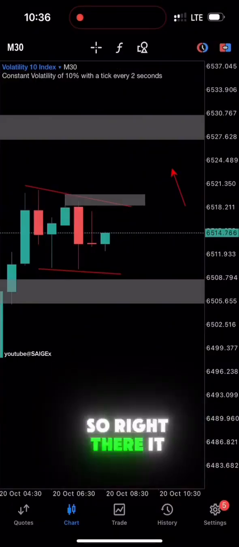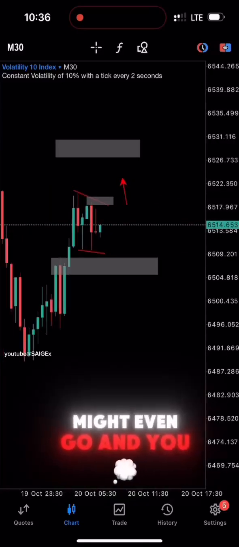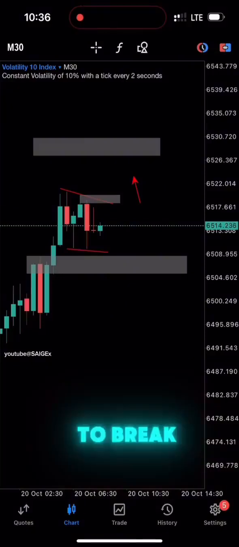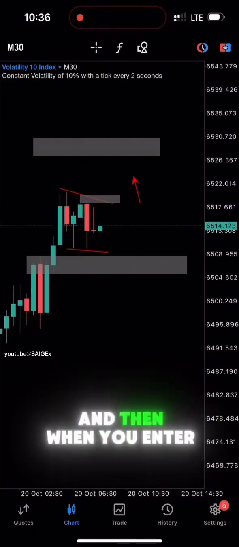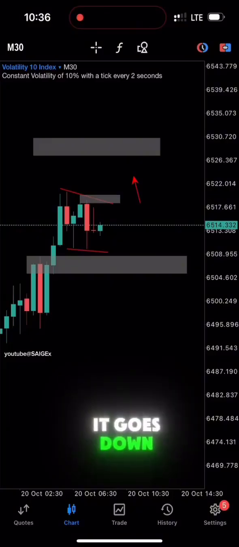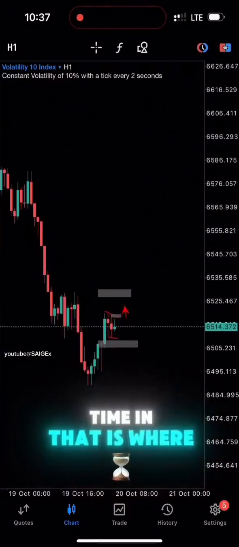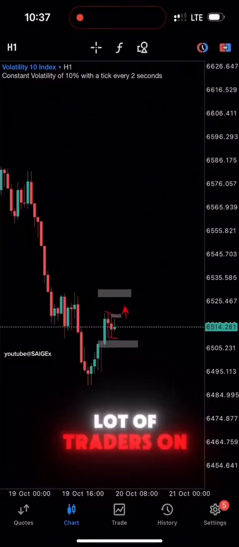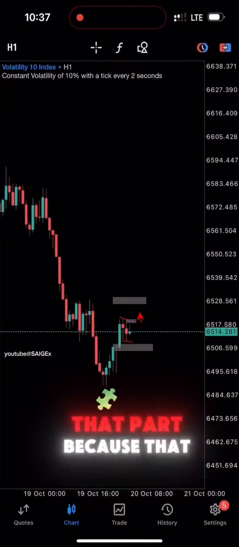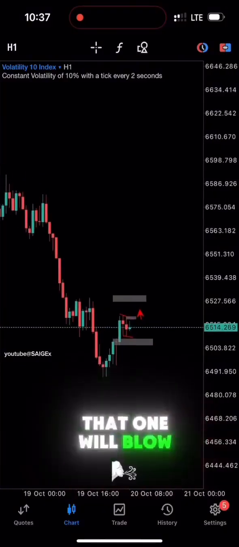So right there, it might even go, and it will make you feel like it's about to break the trend line going upwards, and then when you enter full margin, it goes down. That is what it does most of the time, and that is where it catches a lot of traders. So be careful on that part, because that one will blow your accounts.